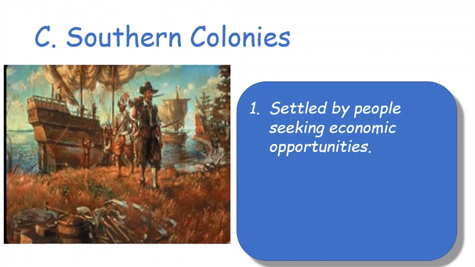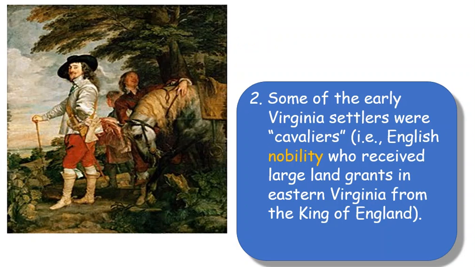Okay, and now our southern colonies. Unlike the New England colonies, the southern colonies really were founded by people seeking economic opportunity. There was much less of a religious foundation of our southern colonies. We're referring here to Virginia, North and South Carolina, the colonies really from Virginia on south. Some of our early Virginia settlers, and this being a Virginia U.S. history course, we want to focus here.